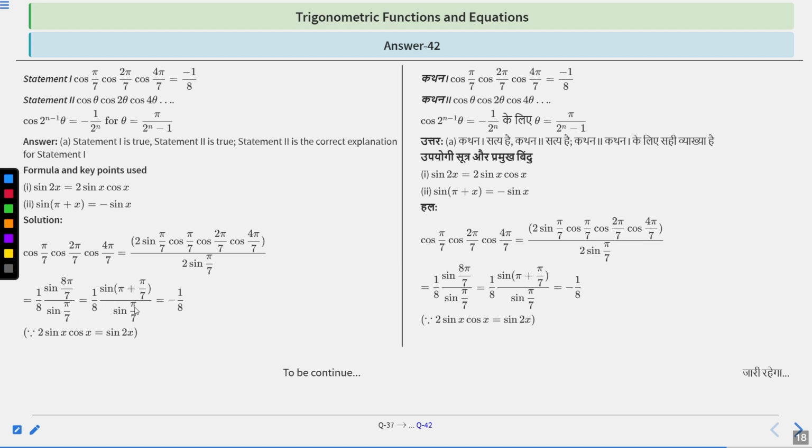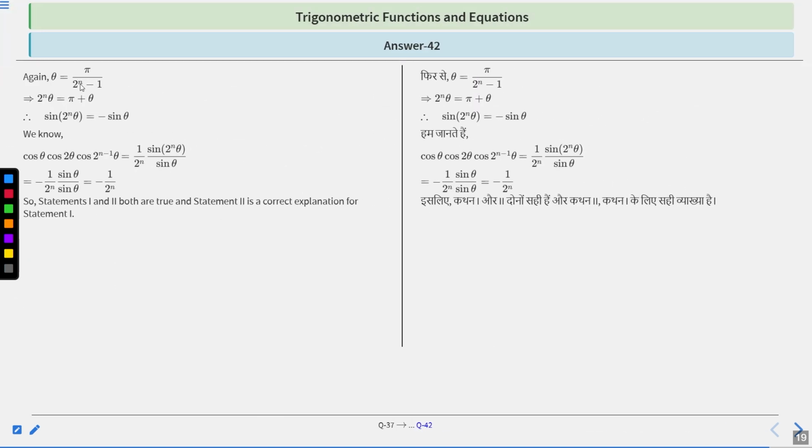Sin 8 pi by 7 can be written as sin of pi plus pi by 7 upon sin pi by 7. Now, we know that sin of pi plus x is equal to minus sin x. Therefore, it can be written as 1 by 8 into minus sin pi by 7 upon sin pi by 7, which is equal to minus 1 by 8. And we know that 2 sin x cos x is equal to sin 2x, right? Clear?